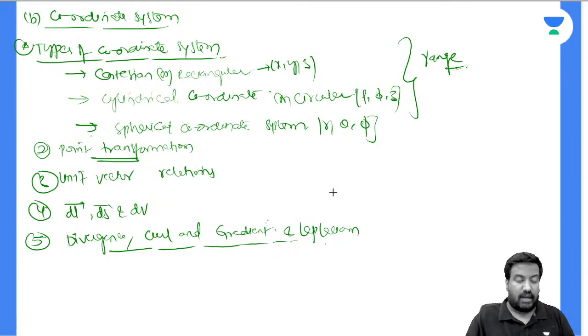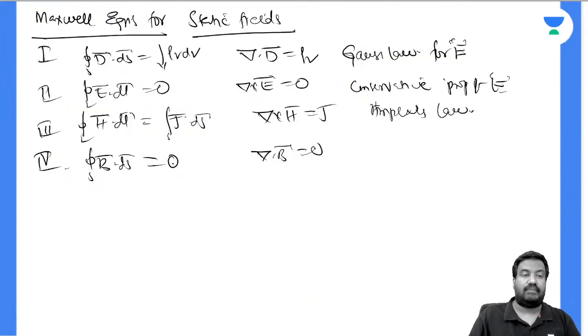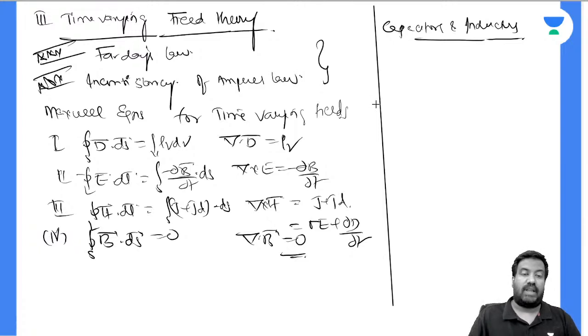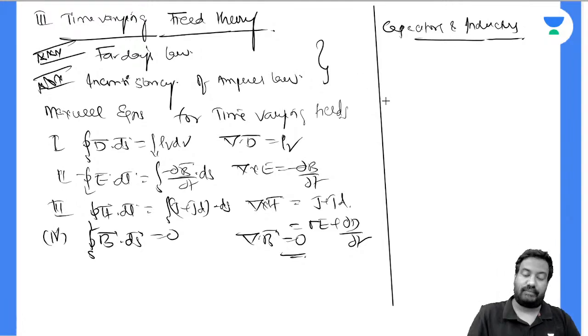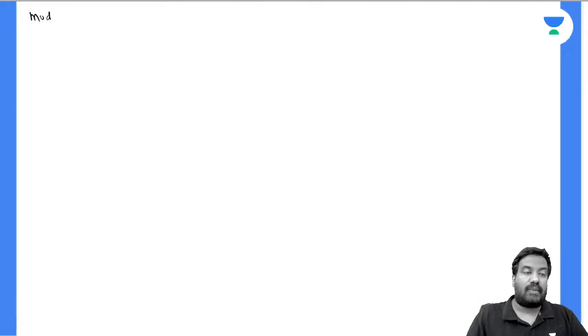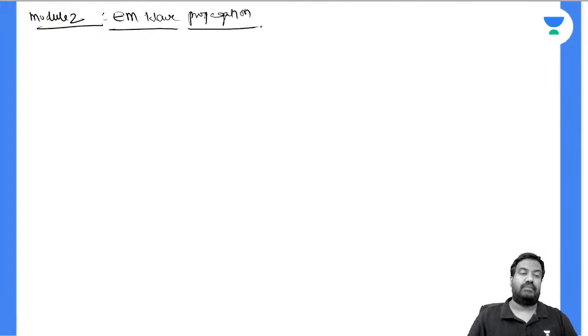So these basics put together, static field theory and time varying field theory are revised along with capacitors and inductors. Module 2 is EM wave propagation. It is about understanding how waves propagate in a given medium.